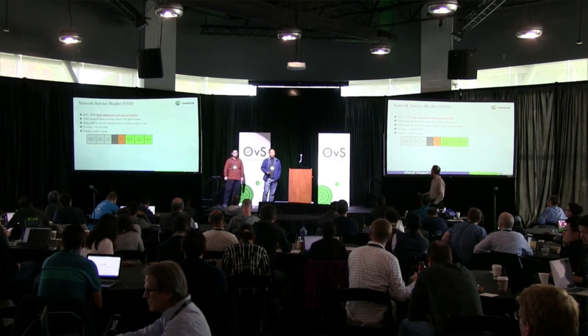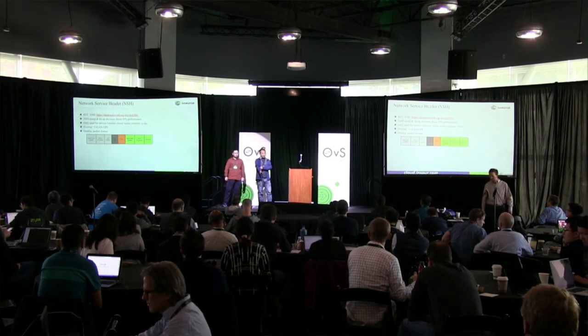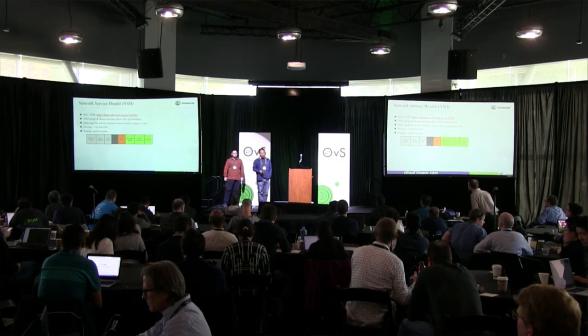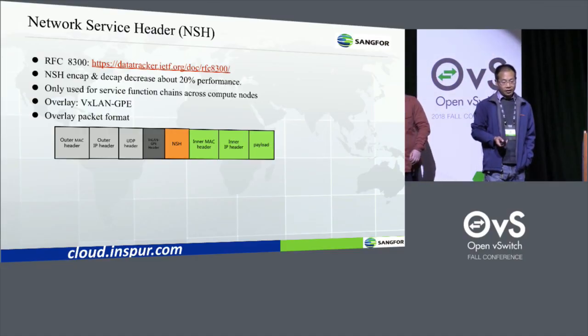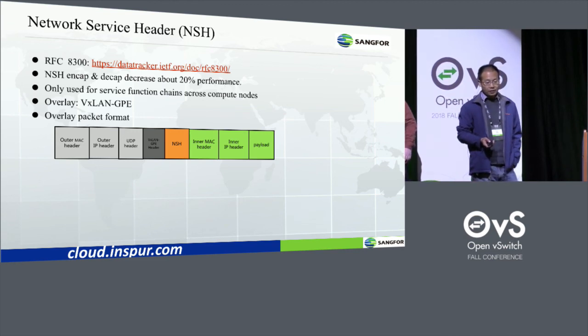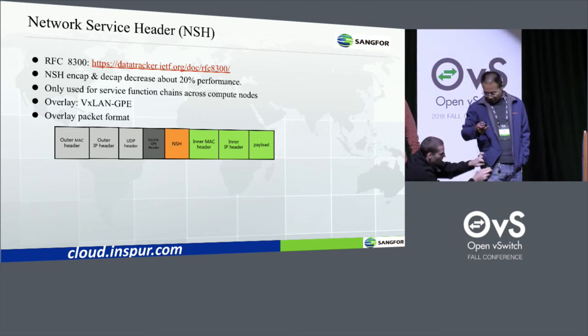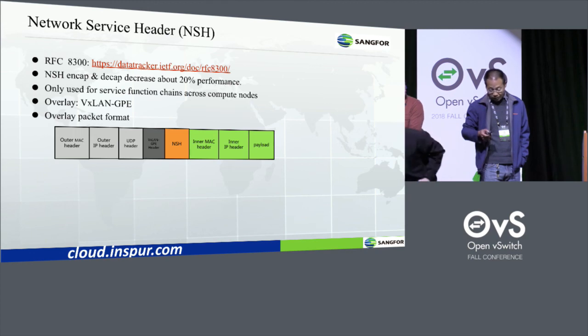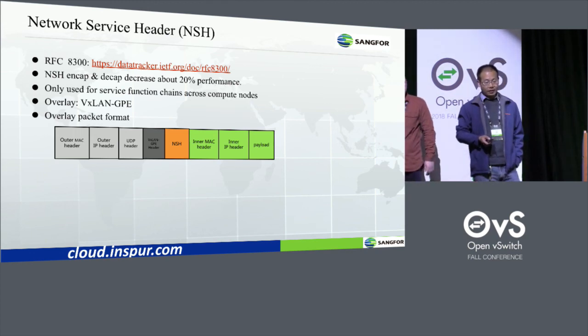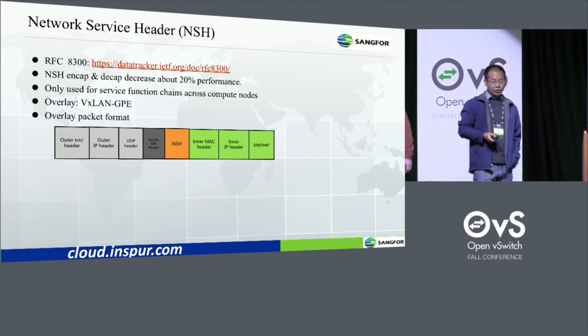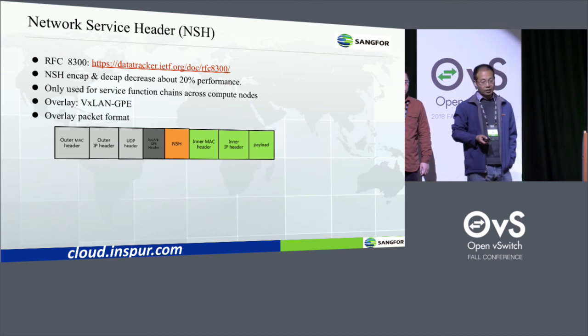Network Service Header is an IETF standard RFC. It is for service function chaining. For servers test, NSH decap and encap will reduce performance by about 20%. So performance is a big challenge.